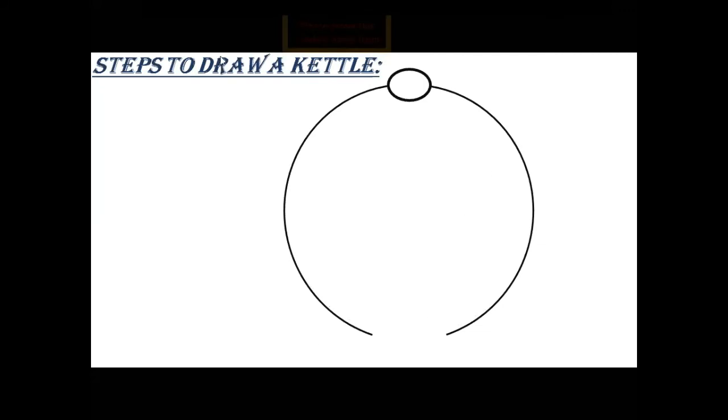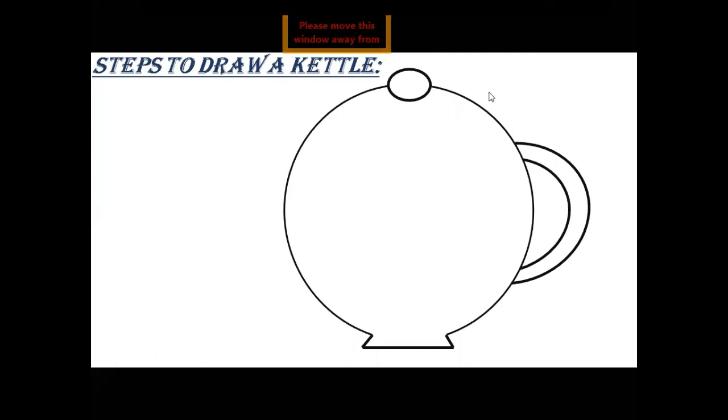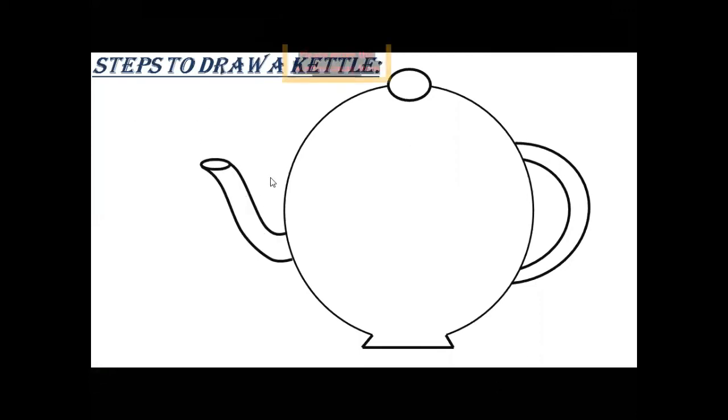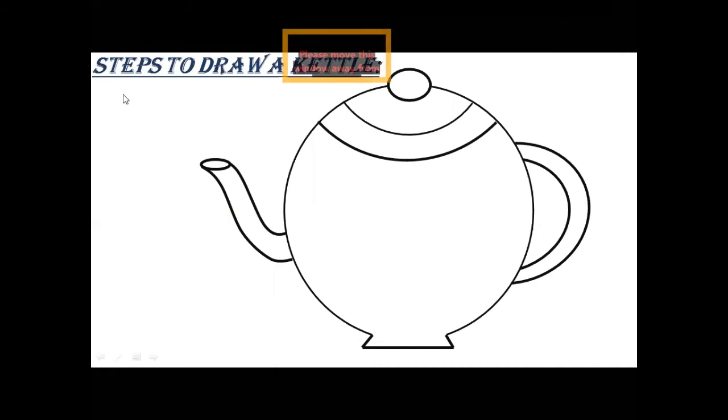Now you will erase the extra line, means you will erase the first circle. In the third step, you will draw its base with the help of one horizontal line and diagonal lines. This one is the handle. With the help of two curved lines, you can easily draw the handle. This is the diagram for the kettle. Draw some accessories to give a proper shape to the diagram of the kettle.